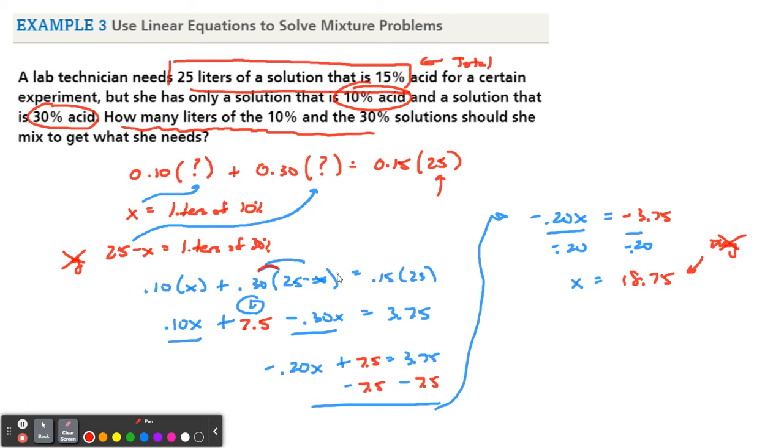So what this means is if there's 18.75 of the 10%, then we have to do 25 minus 18.75 to get the amount of the 30%. And 25 minus 18.75 is 6.25. So our answer is 18.75 liters of the 10% and 6.25 liters of the 30%. And there we go.